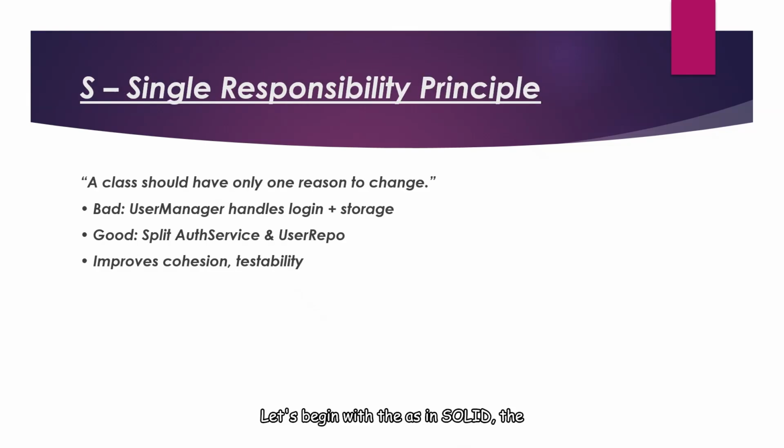Let's begin with the S in SOLID, the single responsibility principle or SRP. The idea is simple. A class should do one thing and only one. That means it should have only one reason to change. For example, consider a user manager class that handles user authentication, data access, and logging. If you change the way you authenticate users, you risk affecting logging. That's too many responsibilities under one roof. By separating concerns into auth service, user repository, and logger, we reduce risk and increase modularity.